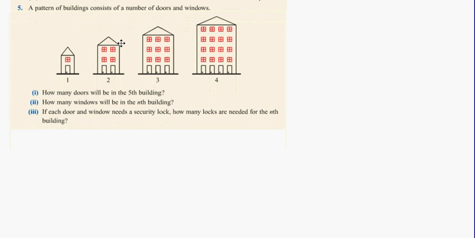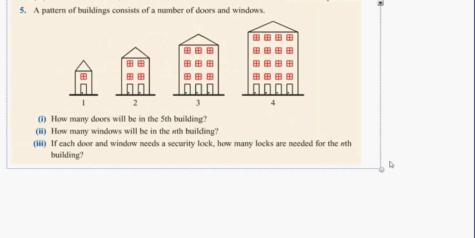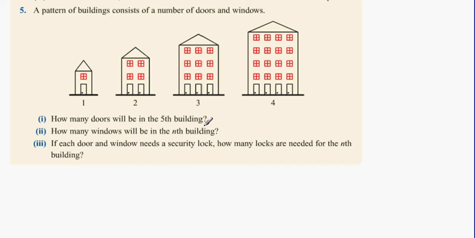Okay, moving on to question 5. A pattern of buildings consists of a number of doors and windows. How many doors will there be on the 5th building? Well, we can see that the number of doors goes 1, 2, 3, 4, so there's going to be 5 doors on the 5th one.